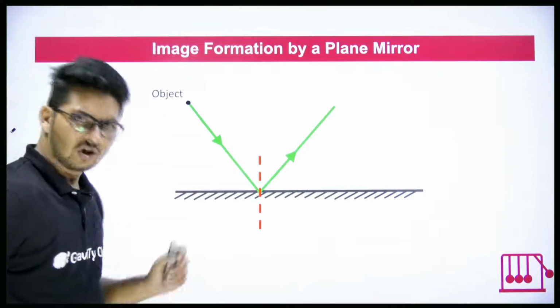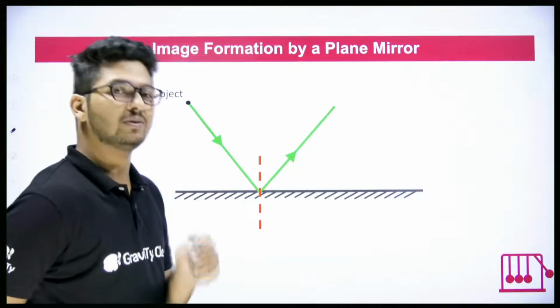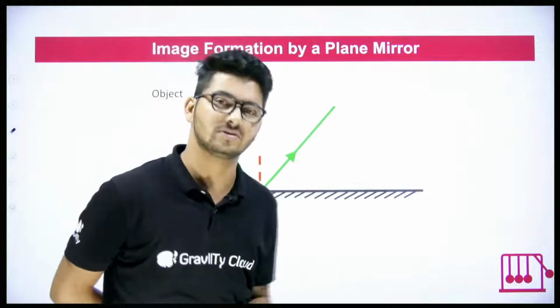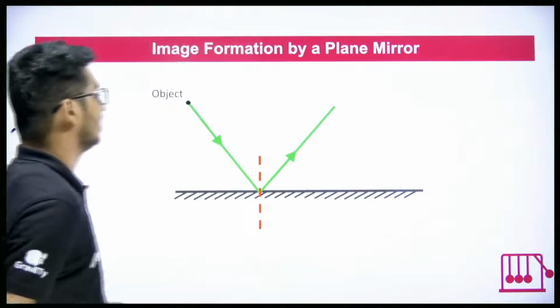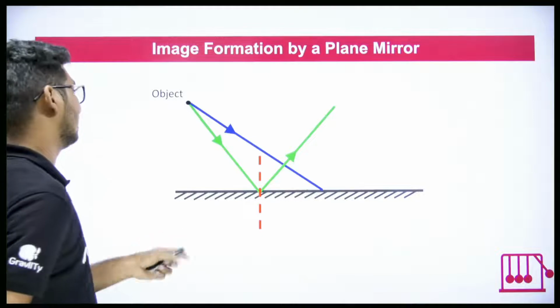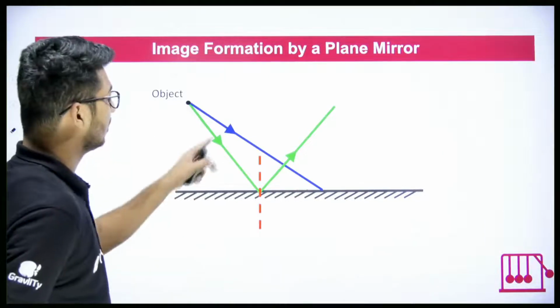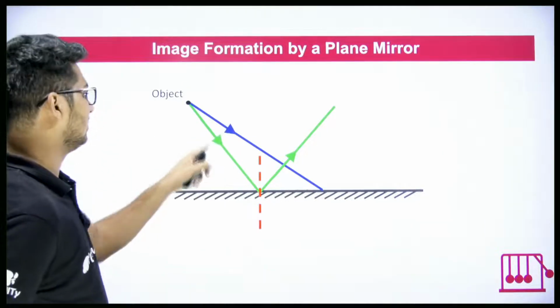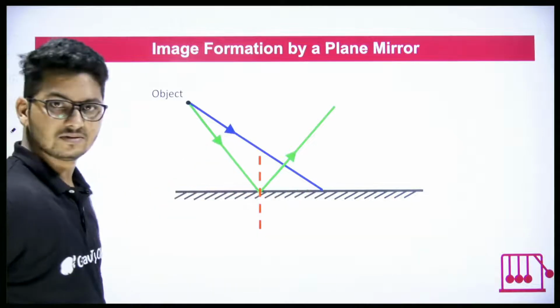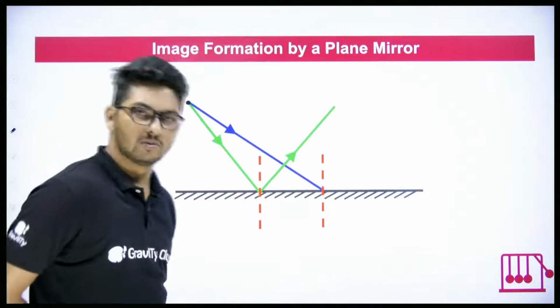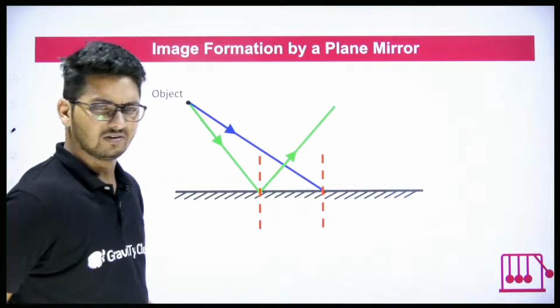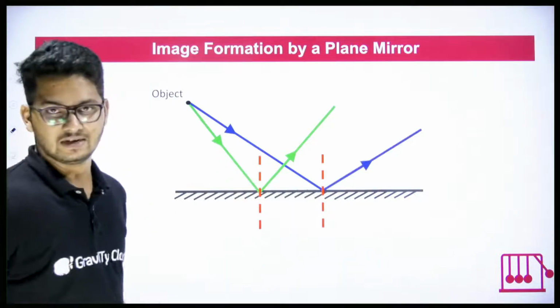To get an image, always remember this, we need a minimum of two rays. So I'll take another ray, another ray starting from the object. Look at the arrows. Arrows are very important. These two are incident rays. Then you draw the normal again. We need the law of reflection. And it is the reflected ray.